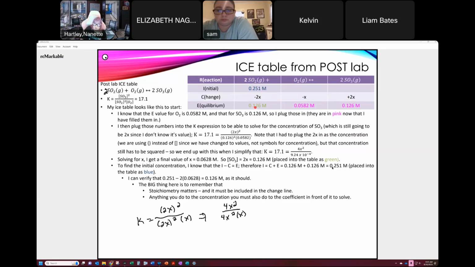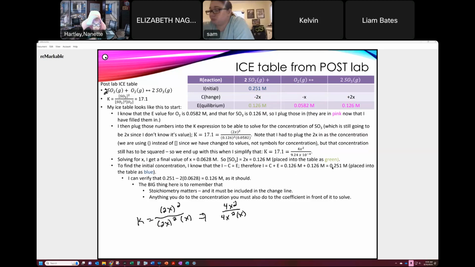And then the next question asks me, what's that initial concentration? Well, I know that this value in green is 2x. I know that this value right here is x. So I can take this thing right here, my equilibrium, add the 2x to it, and that gives me my initial concentration. And so that's how we end up with the 0.251. Okay? So that's what we're looking at there.